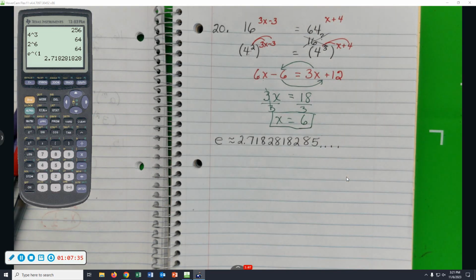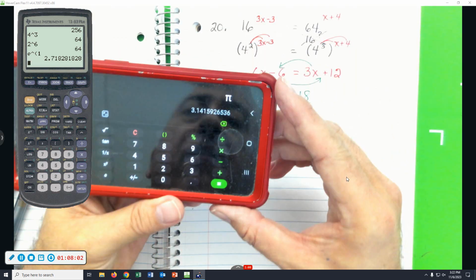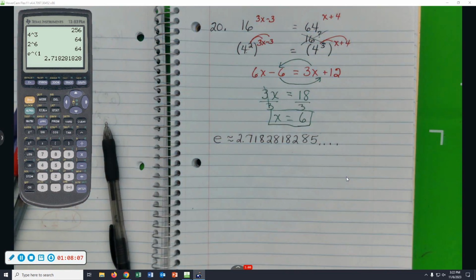Do y'all know another irrational number that a letter's used for? It's a Greek letter. Pi, the ratio of the circumference of a circle to its diameter, approximately 3.14. But because these numbers are non-repeating, 3.14159 26536. Wow, I need a new phone. I want one that's going to fold over, and this one won't die.